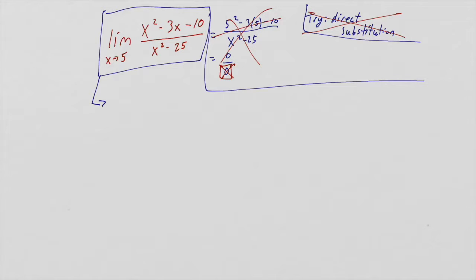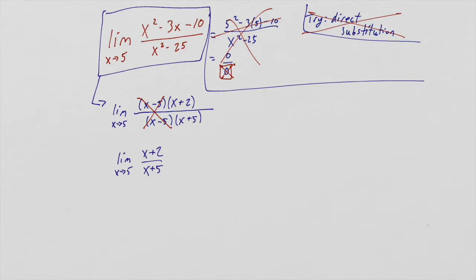So if we do that, we get the limit as x approaches 5 of, the numerator here is going to be x minus 5 times x plus 2, because negative 5 times 2 is negative 10, and negative 5 plus 2 is negative 3. And our denominator is a classic difference of squares, x minus 5 times x plus 5. And here we have these factors, the same on the top and bottom. They simplify out, divide to 1, cancel out, whatever you want to call it. So we're left with the limit as x approaches 5 of x plus 2 over x plus 5.